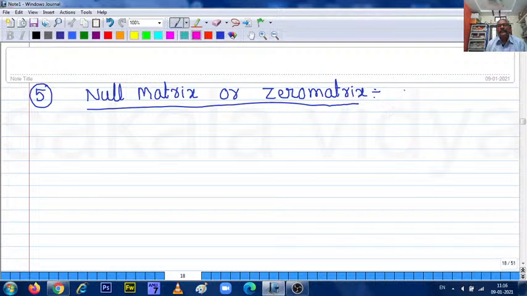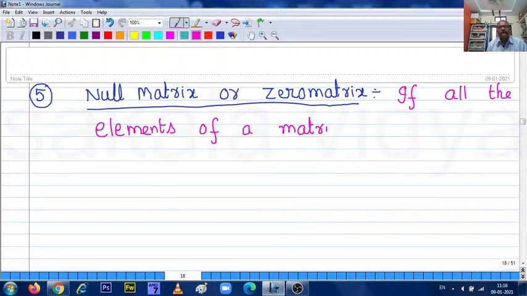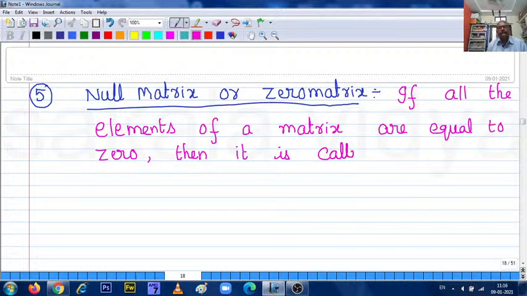Null matrix or zero matrix. That can be defined like this: if all the elements of a matrix are equal to 0, then it is called a null matrix or zero matrix.